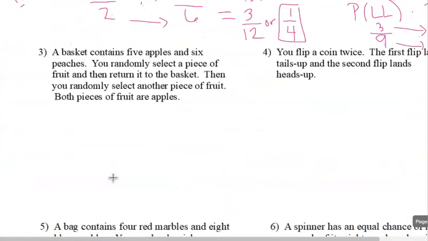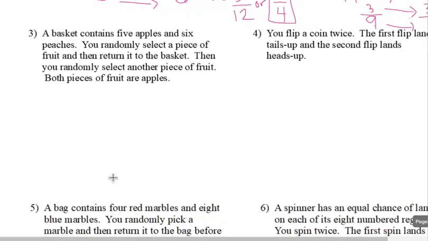All right, let's look here. Number 3, a basket contains 5 apples and 6 peaches. So we randomly select a piece of fruit and then we return it to the basket. Then we want to pick another piece of fruit. What's the probability that both pieces of fruit are apples? So we want an apple and then an apple.